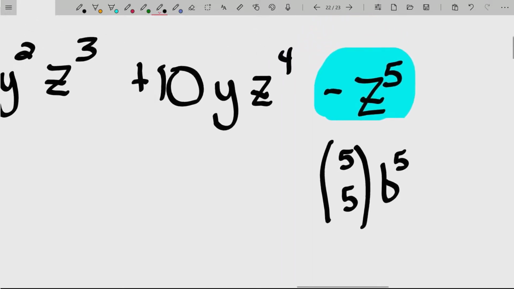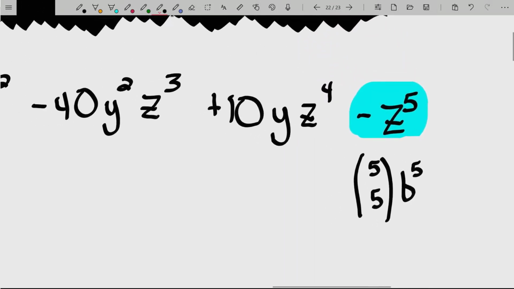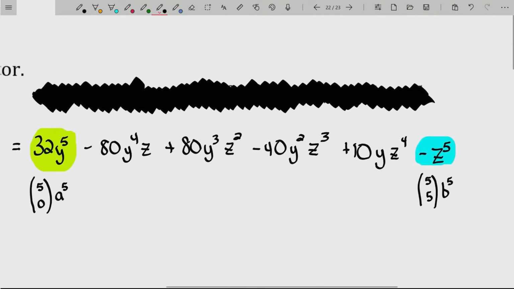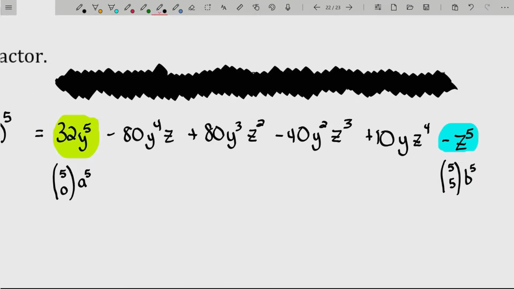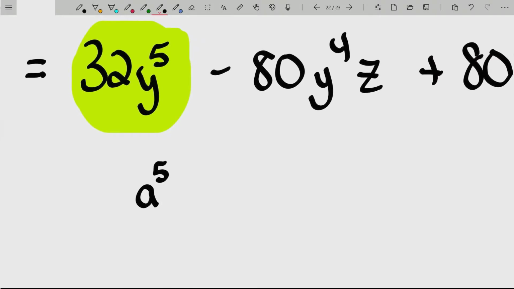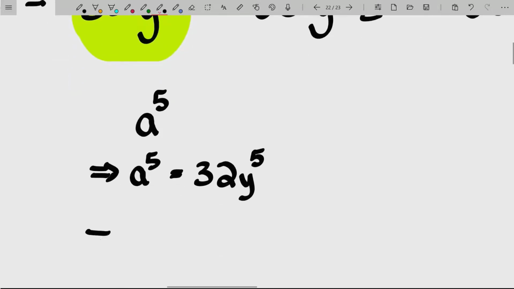So we know that 5 choose 5 times b to the 5th should be negative z to the 5th. But we also know that 5 choose 0 and 5 choose 5 are both 1. So those coefficients I can just erase. Now I know a to the 5th is the same thing as 32y to the 5th. So let me write this: a to the 5th is equal to 32y to the 5th, or in other words, a is equal to 2y.